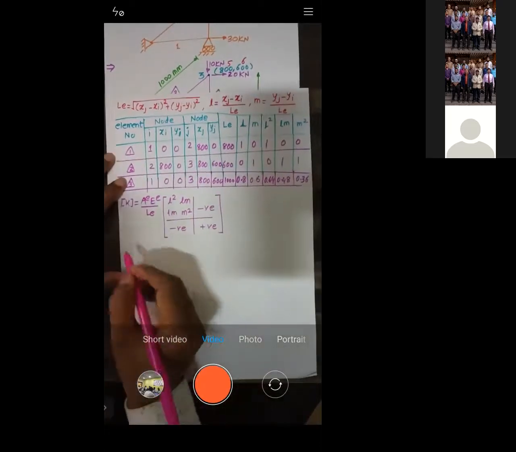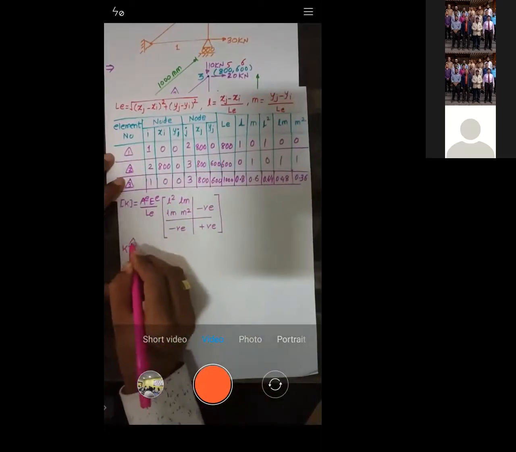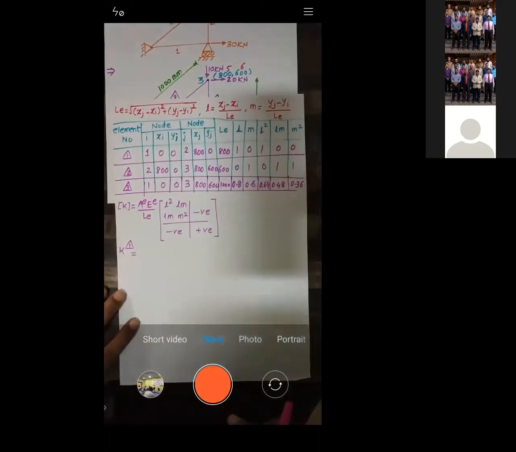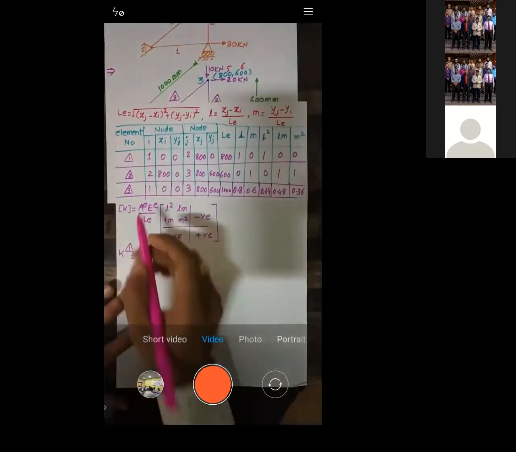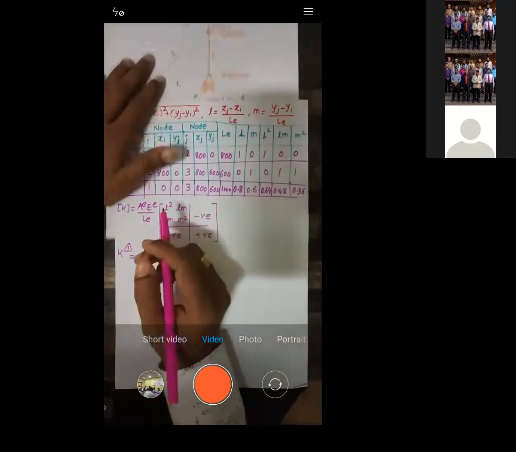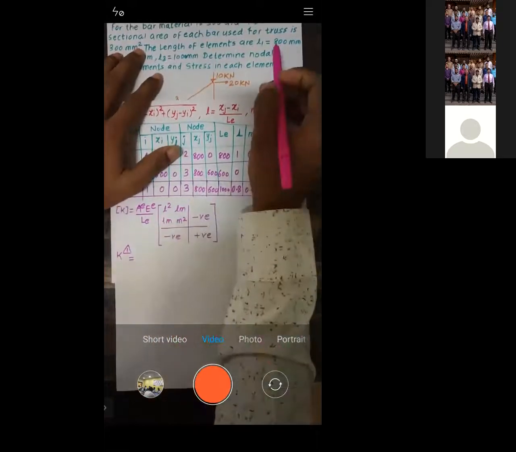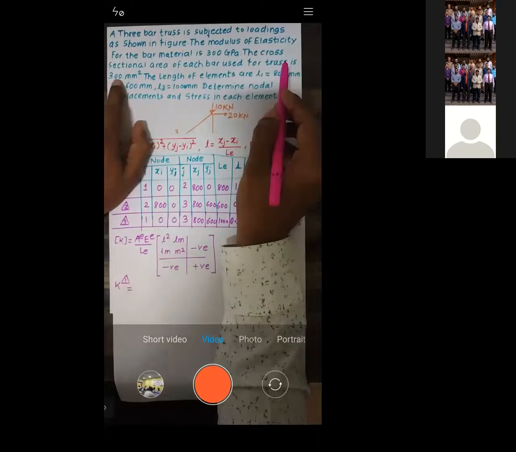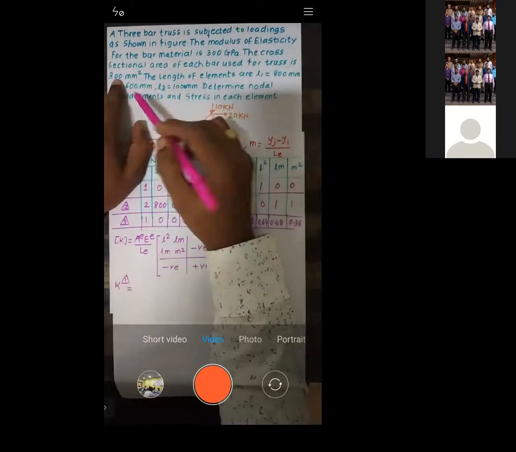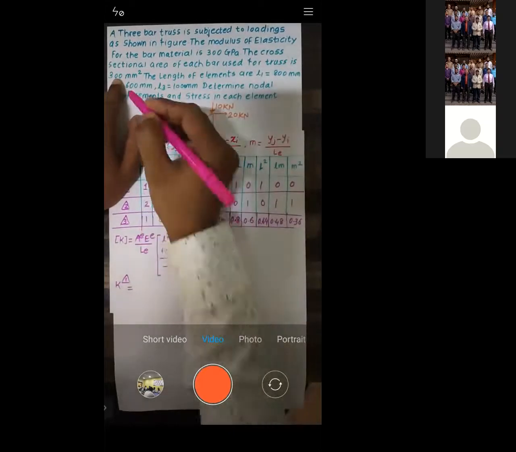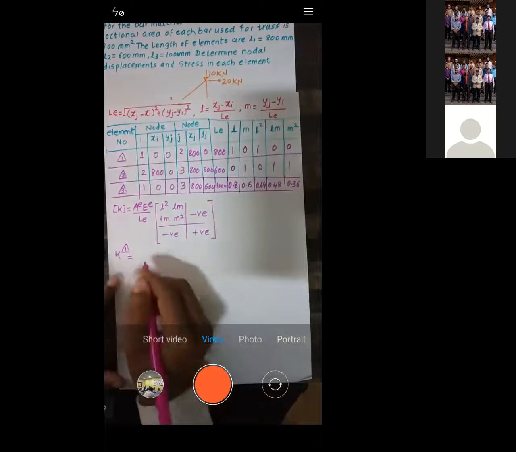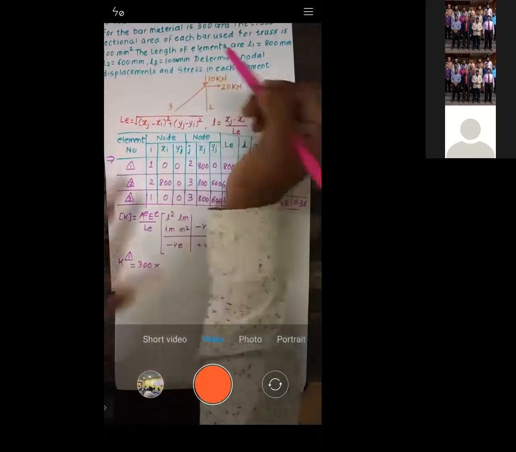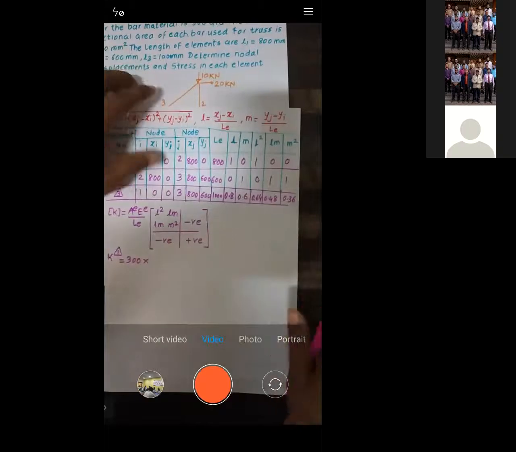Right, now let us start doing the element stiffness matrix for element number 1. For that we require the area of element number 1. In the problem, the cross-sectional area of each bar used for the truss is 300 mm square. So the area for all the elements is the same, 300 mm square, into E, the modulus of elasticity.